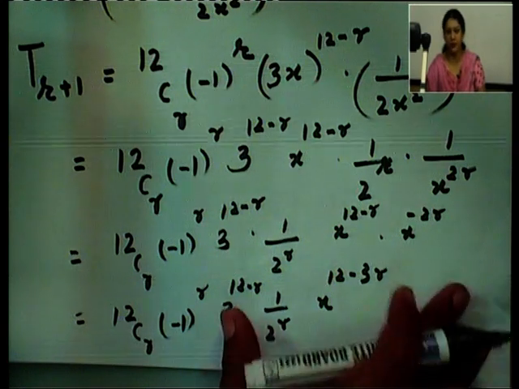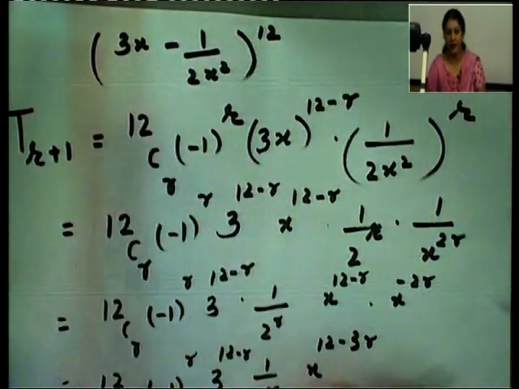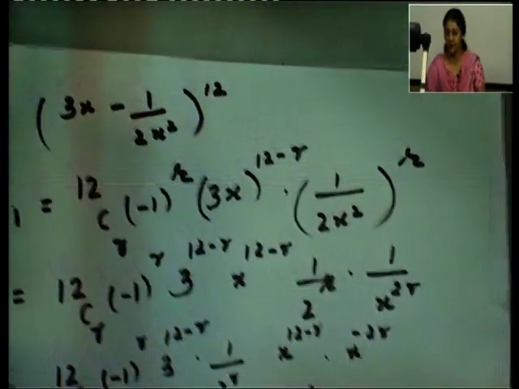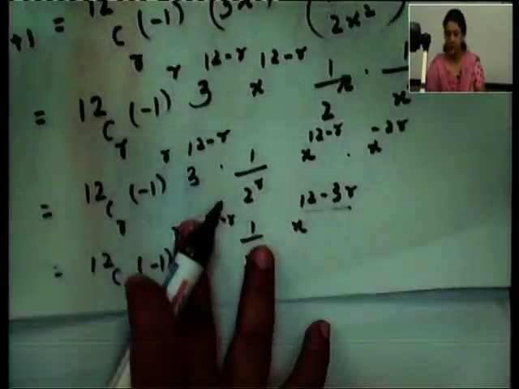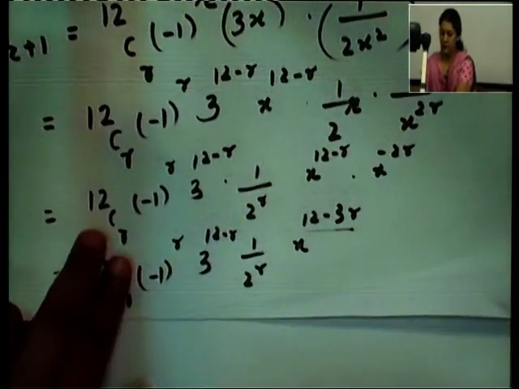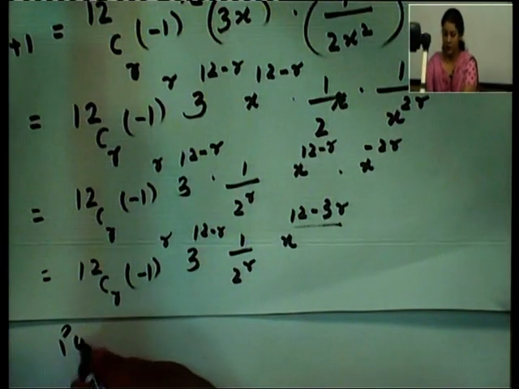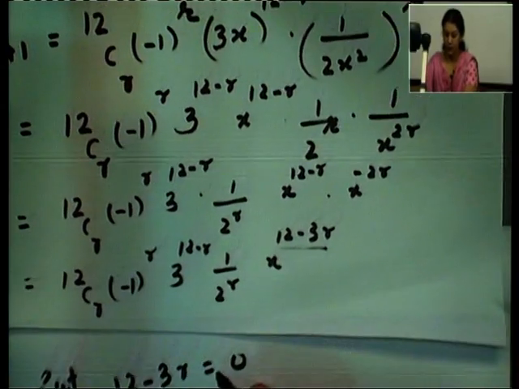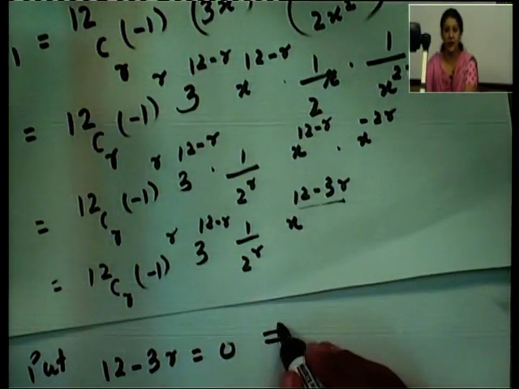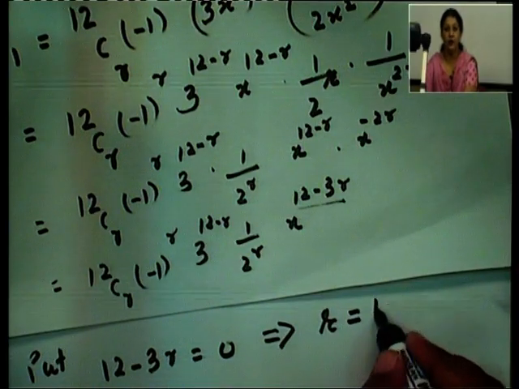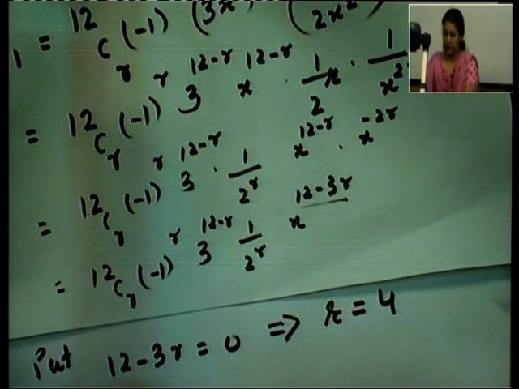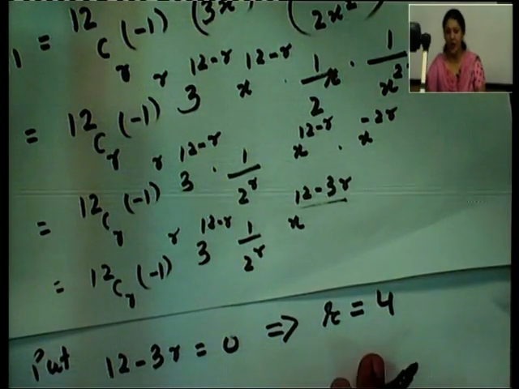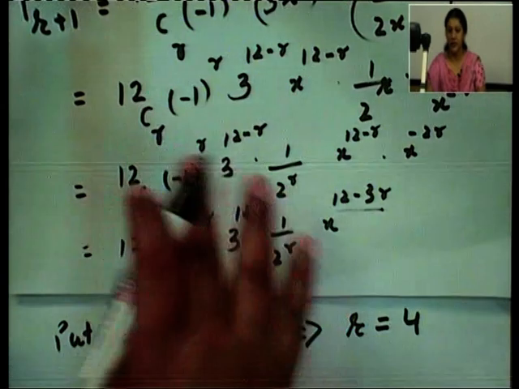Now the problem is to find the term independent of x. So what will we do? We put this power equal to 0, so 12 - 3r = 0. This gives r equal to 4. That means the term independent of x will be the fifth term. I put r equal to 4 in T(r+1).